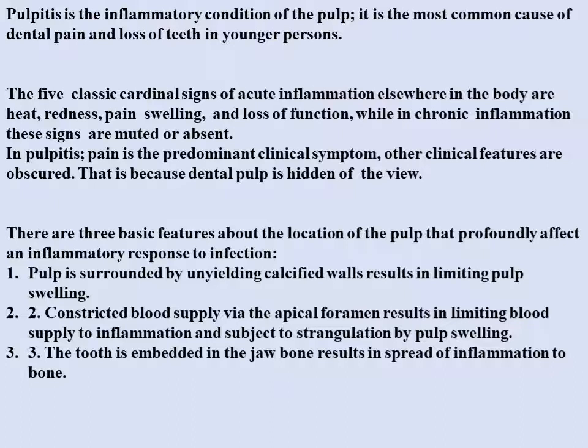The third factor is that the tooth is embedded inside the jawbone. So this results in spread of inflammation to bone. فإذا تقارنون مثلا الانفلاميشن اللي يكون بالفينجر بإصبعنا بين اللي يصير بالنيرف بالبلب، البلب يكون embedded بالجو والinflammation will spread to the jaw.